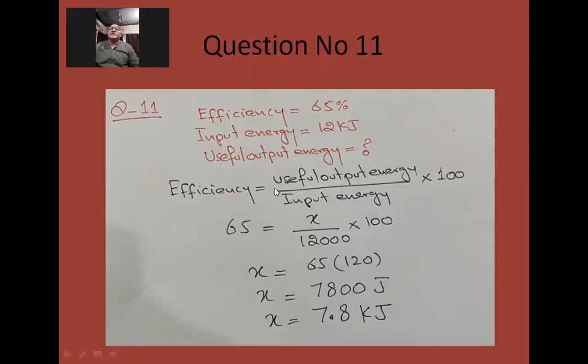Efficiency is 65%. Input energy is 12 kilojoules, which means 12,000 joules. Useful output energy is the question. The formula for efficiency is useful output energy divided by input energy, multiplied by 100. The efficiency is 65%, so I write 65 equals x divided by 12,000 multiplied by 100. The zeros will cancel, so you have 120 multiplied by 65 equals x. So x will be 7,800 joules. If I divide it by 1000, I get kilojoules: 7.8 kilojoules.